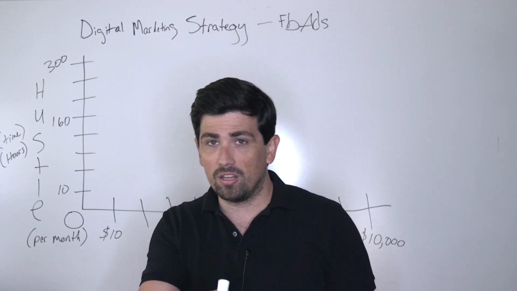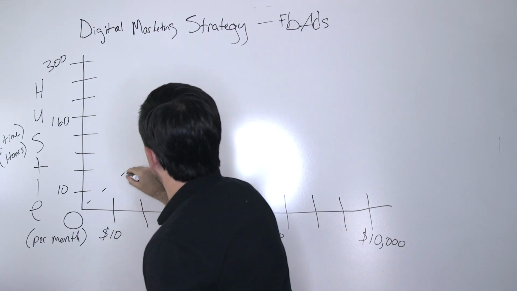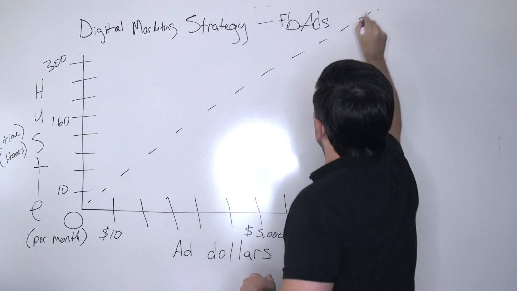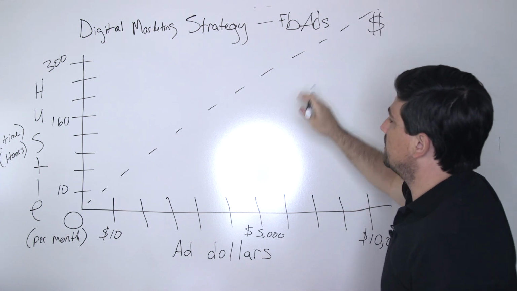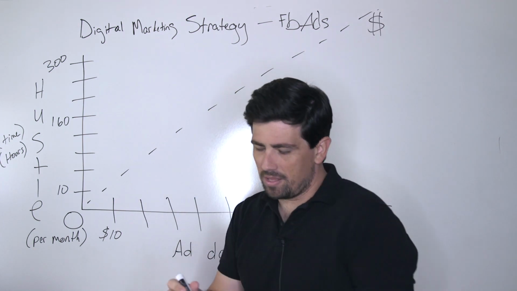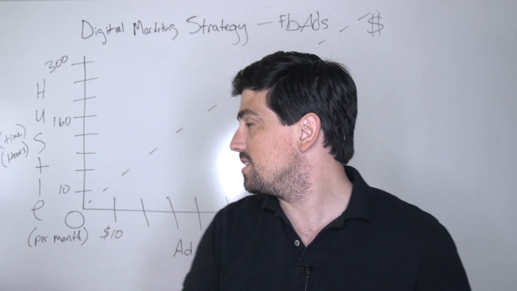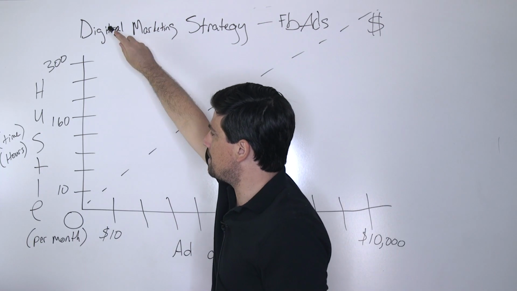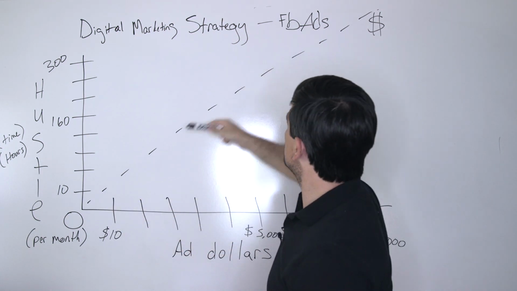So let's talk a little bit about this chart. Now, what I'm going to do is I'm going to draw a line here. This is the money line. So I'm going to call this the money line. The closer you can get to the money line, the more money you are going to make for your business. Again, this is your time being spent. This is your ad dollars being spent, and this is your money line.